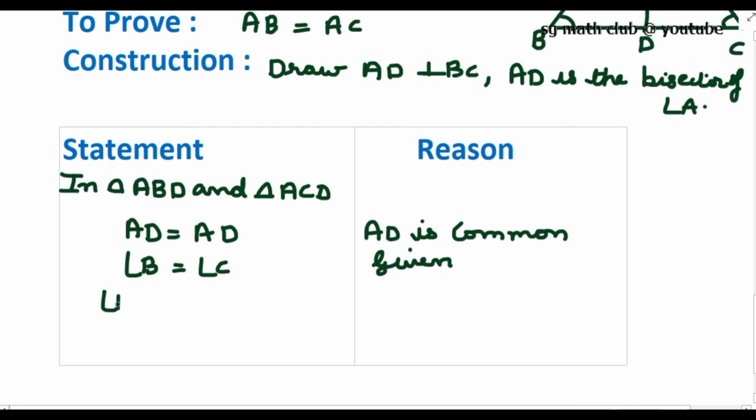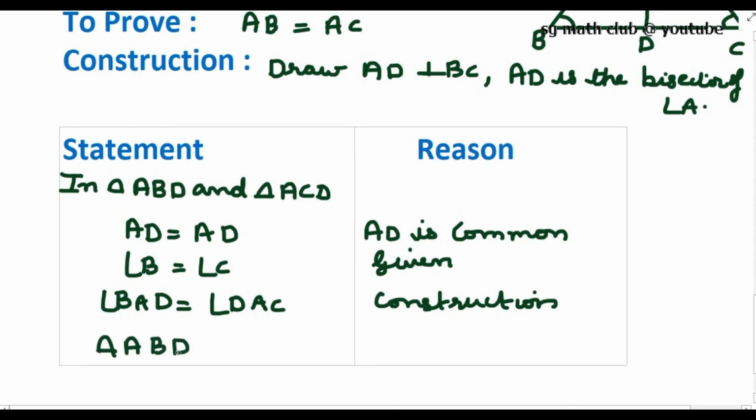So angle BAD is equal to angle DAC, that is by construction because it is the perpendicular bisector, or even you can write angle ADB equal to angle ADC equal to 90 degrees, that is also from the perpendicular bisector. We can write that also. Now therefore these two triangles, ABD is congruent to triangle ACD by AAS congruence rule. AAS, two angles and one side. So I can say AAS congruence rule.